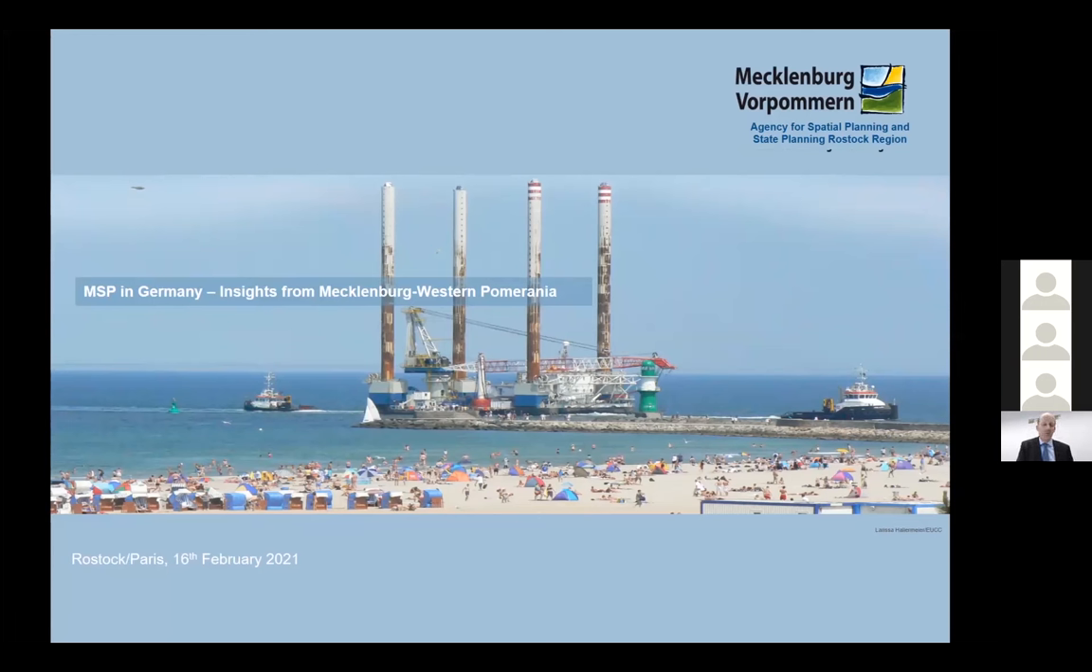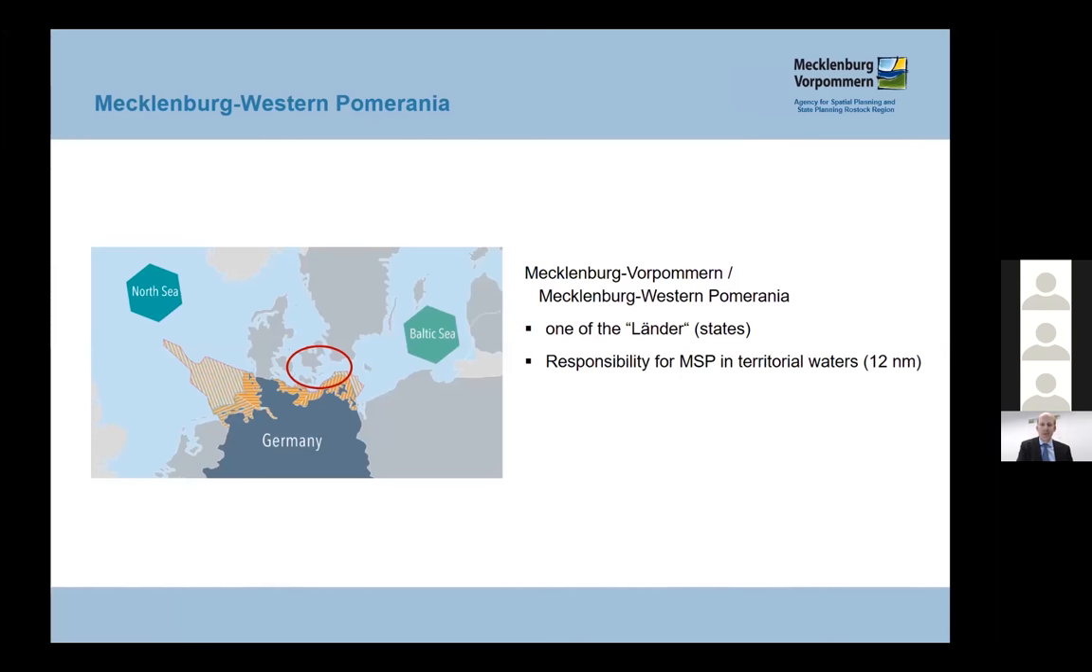I would like to share a few brief insights from my region, which is Mecklenburg-Vorpommern, or sometimes also called Mecklenburg-Western Pomerania. Next slide, please. It was mentioned already, but a brief reminder: Mecklenburg-Vorpommern is one of the federal states, one of the Länder, as we call them in German. So it's a sub-regional state, but in terms of MSP, we are not subordinate to the federal level. A fun fact might be that we're actually treating each other like neighbors. Whether in my planning process I involve BSH as our federal agency or whether I involve Poland is roughly pretty much the same. There's a different legal background somehow, but in the process and in the outcome, it's more or less the same procedure.